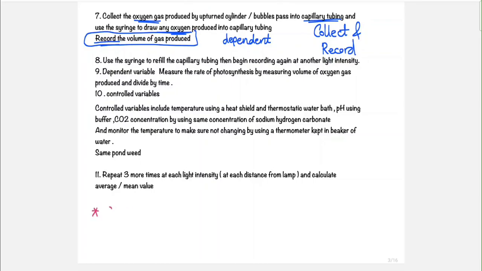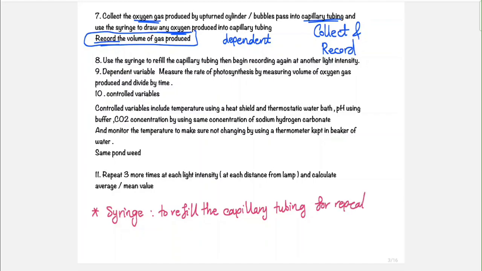It sometimes comes as a question, and write this down. Syringe is used to refill the capillary tubing for repeats.